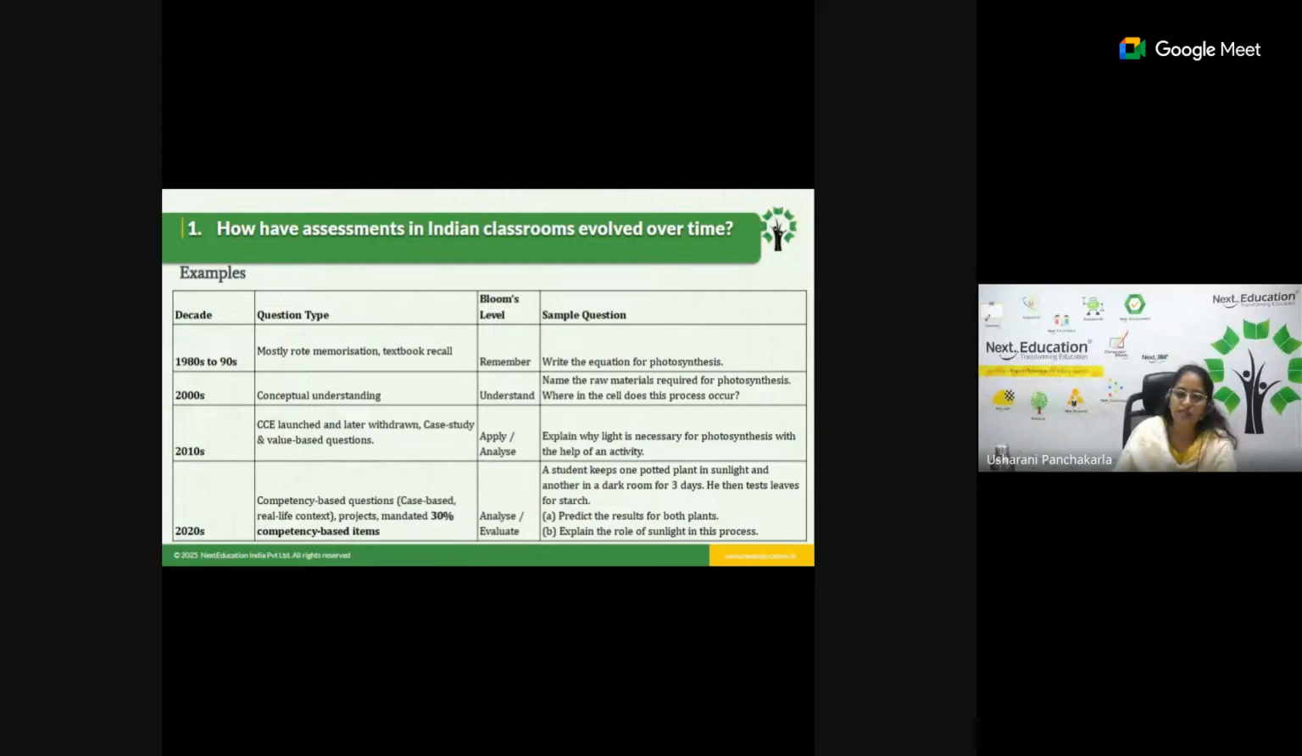Explain why light is necessary for photosynthesis with the help of an activity. That is where the application part is coming in. And now coming to the 2020s, we are saying competency-based questions, which include case study and real life context questions and even projects. And it is mandated that 30% should be competency-based items, and everyone knows what is competency. That is what we are speaking regarding the skills with respect to critical thinking.